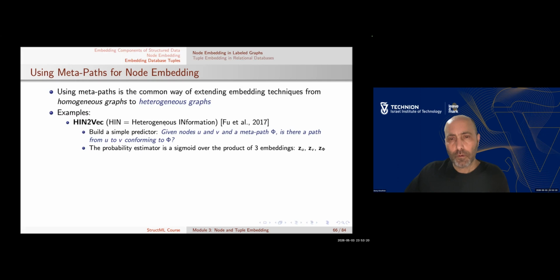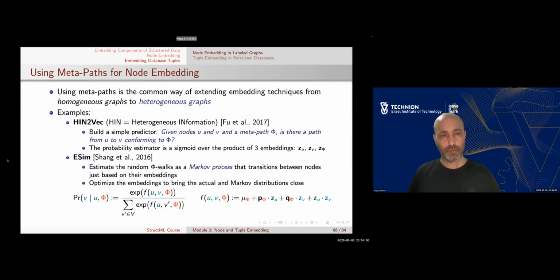Basically, they said, let's use this self-supervision idea where for two nodes U and V, we would like to build a classifier using the embeddings, testing whether there is a path from U to V conforming to phi. They define this classifier based on a probability estimator that uses an embedding of U, an embedding of V, as expected, plus an embedding that is specialized to phi. And then you can use several phis. So this is one approach.